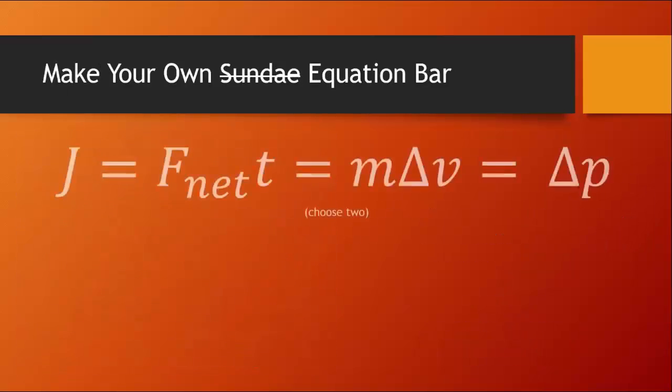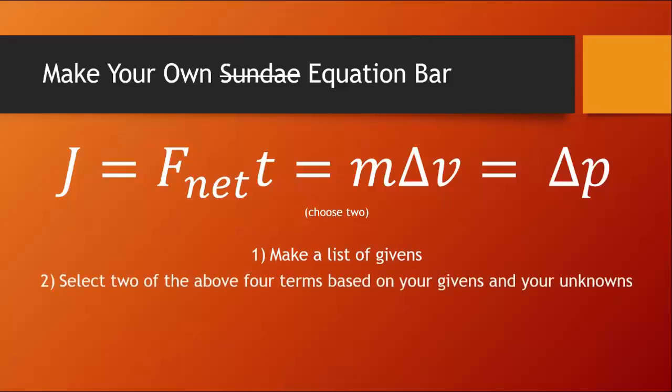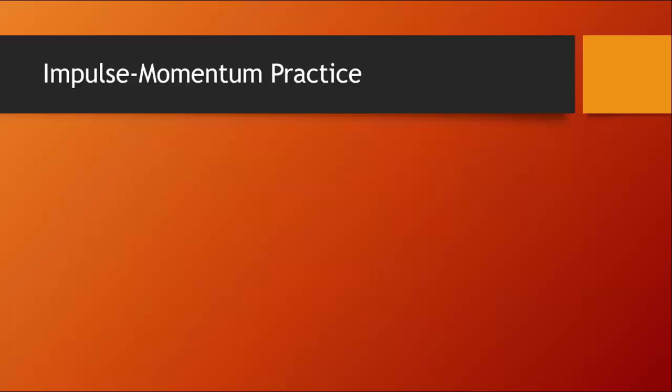Now it's time for the make your own Sunday bar. Actually, make your own equation bar. Here we have four terms that are all equal to each other. This, however, is not an equation. An equation has one equal sign and a term on either side. So what we're going to do is pick two of these to create an equation. The first step will be to make a list of givens. The next step will be to select two of those terms based on our givens and our unknown. We'll set those terms equal to each other, and we'll solve.